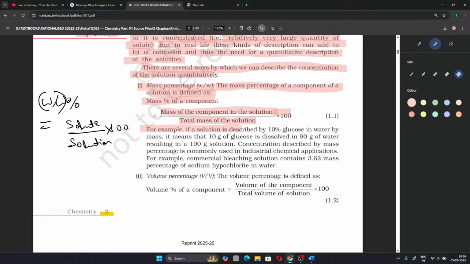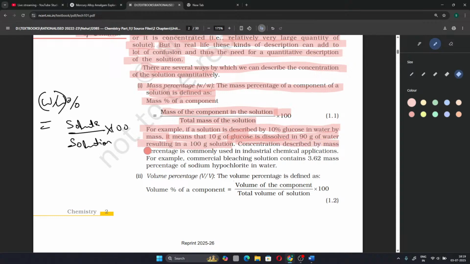For example, if a solution is described as 10% glucose in water by mass, it means there is 10 gram of glucose dissolved in 90 gram of water, resulting in a 100 gram solution. The total solution, we take it as the 100% mass, out of which we segregate the masses of solvent and solute. Here, when we take a 10% glucose solution, it means in a 100 gram solution 10 grams of glucose is there, in a 1000 gram solution 100 grams of glucose is there.